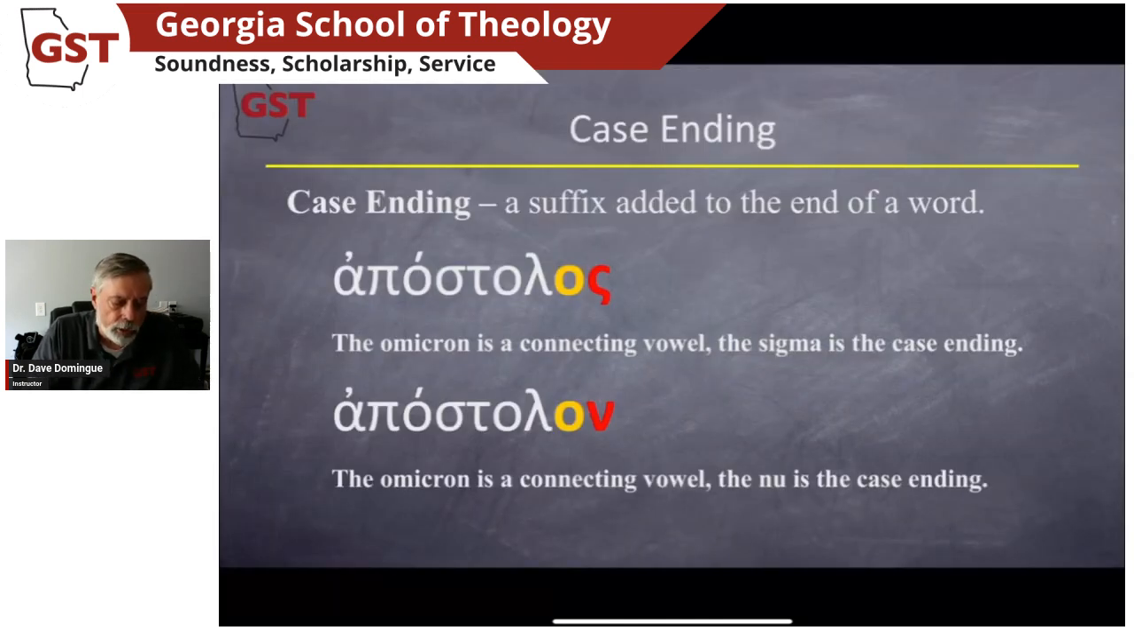This is where we left off. We were talking about case endings and what they really look like. Apostolos, meaning messenger, meaning apostle. How do I know if it's the subject or if this apostle is the object? Jesus went to the apostles, or went to the apostle, went to the apostle Peter, or the apostle Peter went to Jesus. How do I know if it's the subject or if it's the direct object?